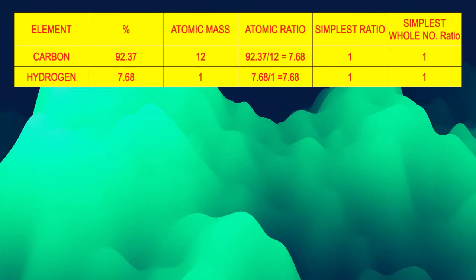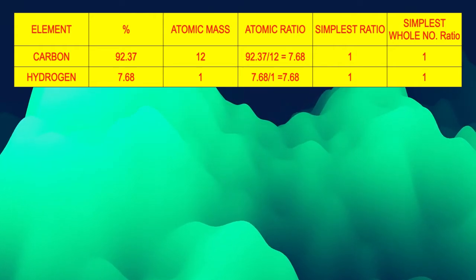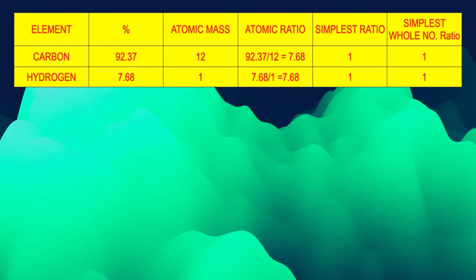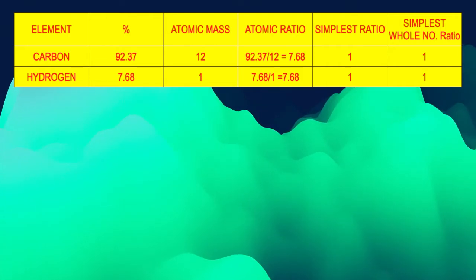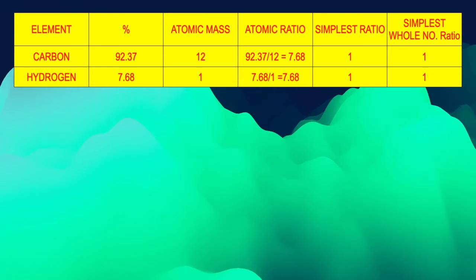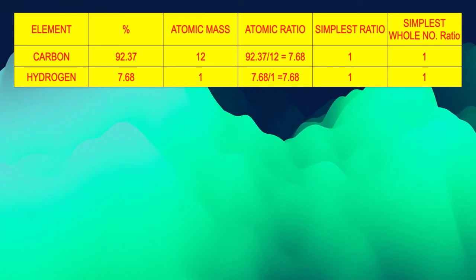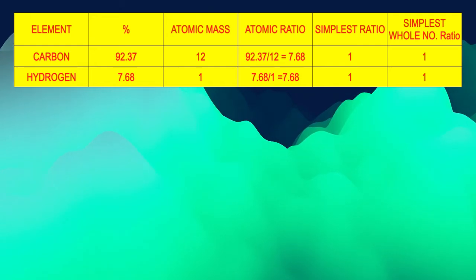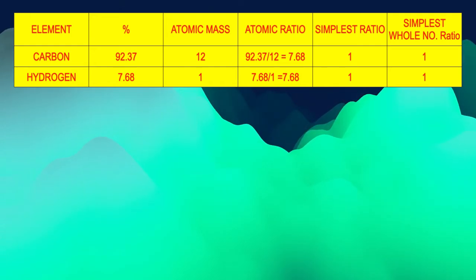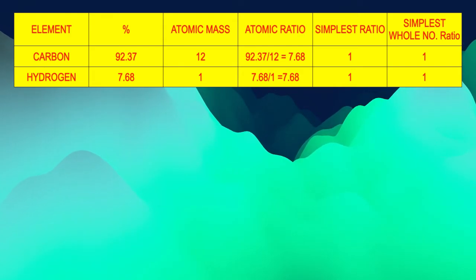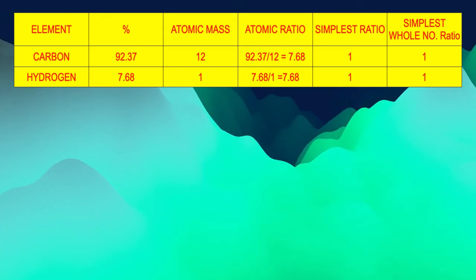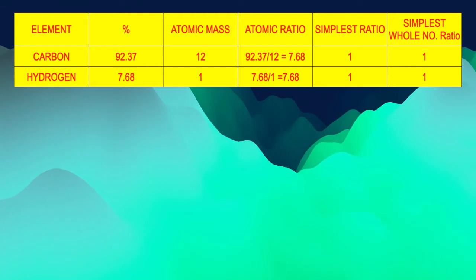We have given their percentage as we have calculated. 92.37 is carbon and 7.68% is the hydrogen. The molar mass for carbon is 12 and hydrogen is 1. We get the atomic ratio by dividing the percentage by atomic mass. It will come from carbon 7.68, and same for the hydrogen. And for the simplest ratio, we will divide all the terms by the smallest term.